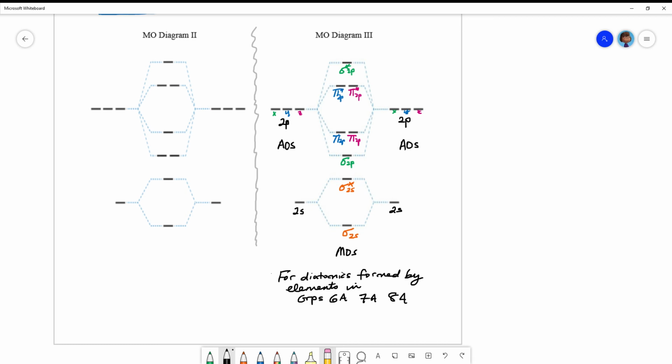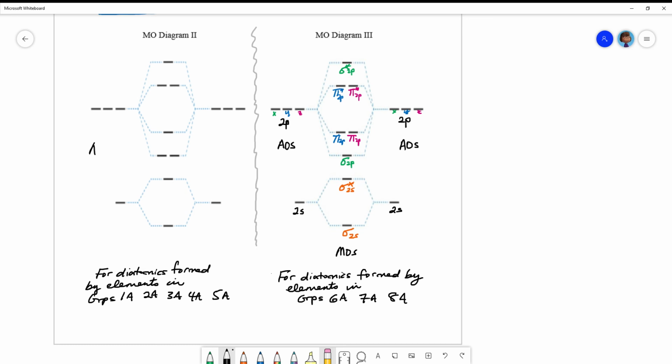Well, it turns out for diatomics in period 2, in groups 1A, 2A, 3A, 4A, 5A, we get a similar molecular orbital diagram, but with a slight difference. And that's going to be this molecular orbital diagram number 2 over here that we're going to look at now. This diagram is going to be for diatomics formed by elements in groups 1A, 2A, 3A, 4A, and 5A.